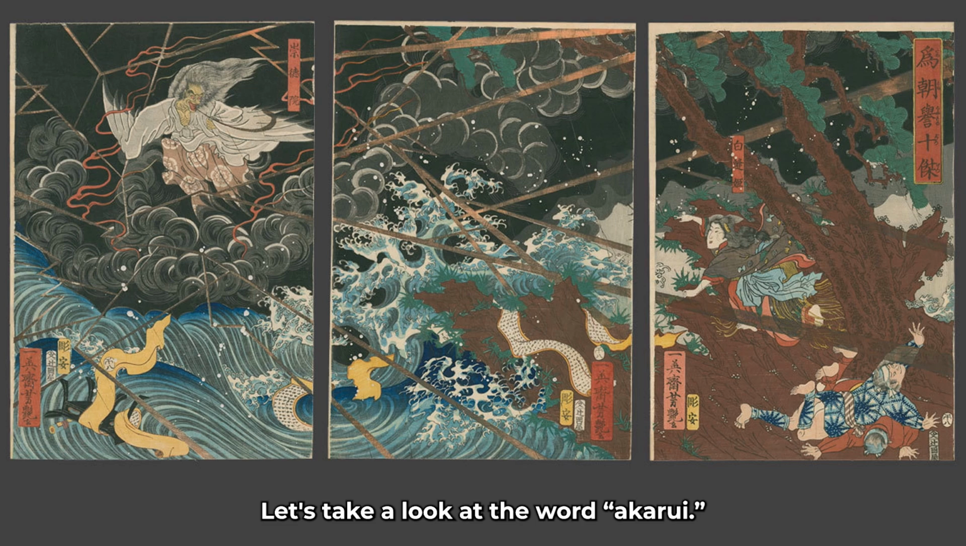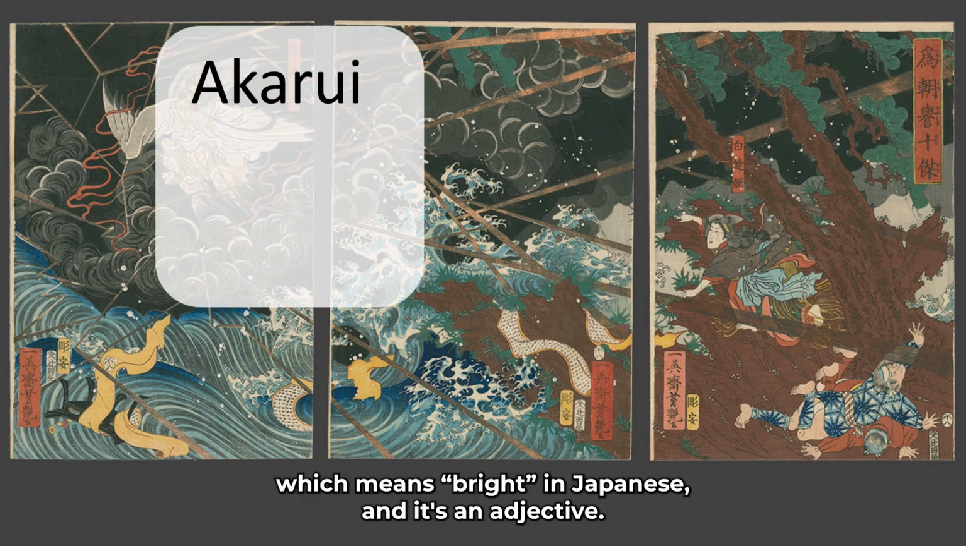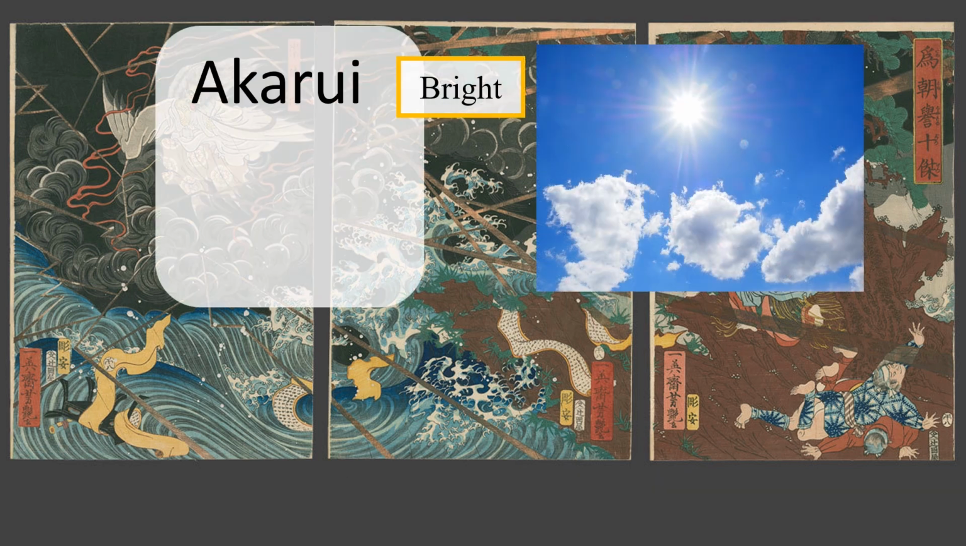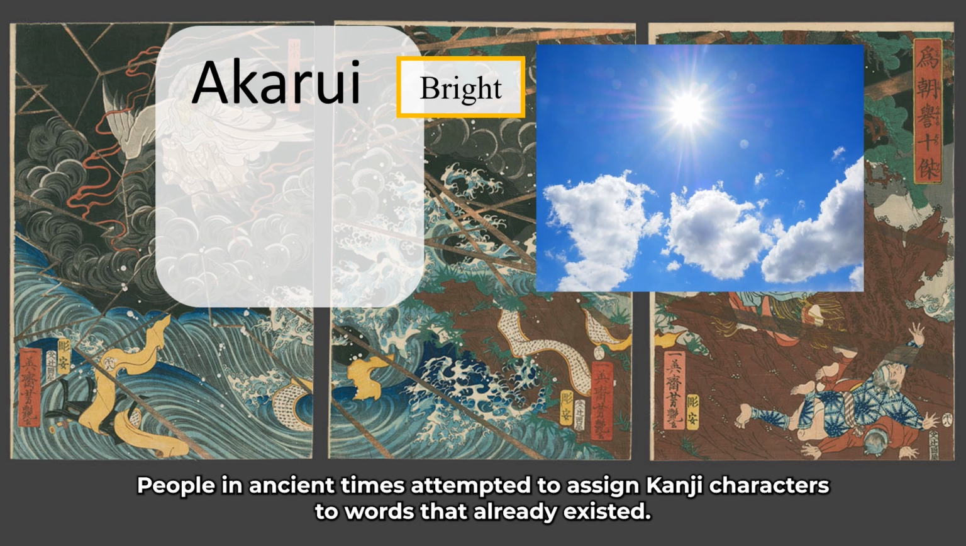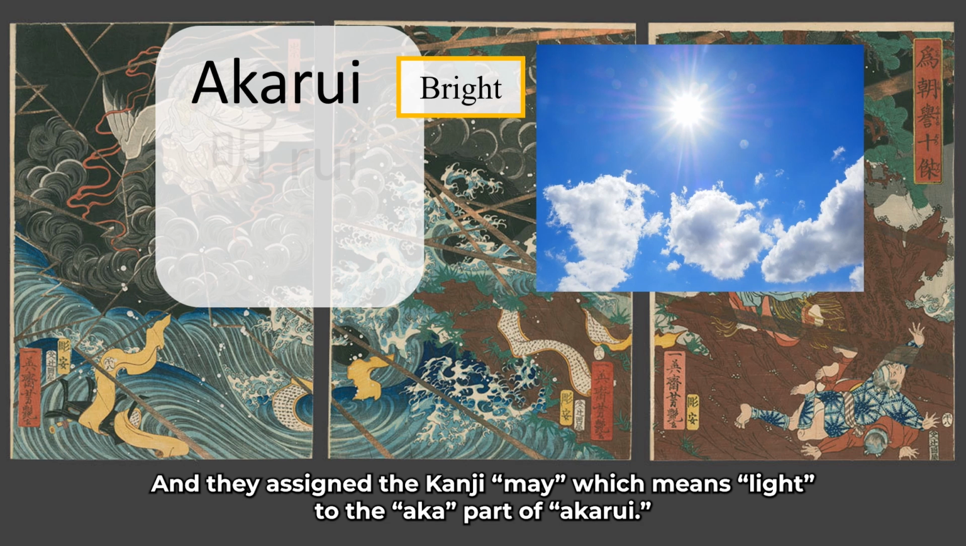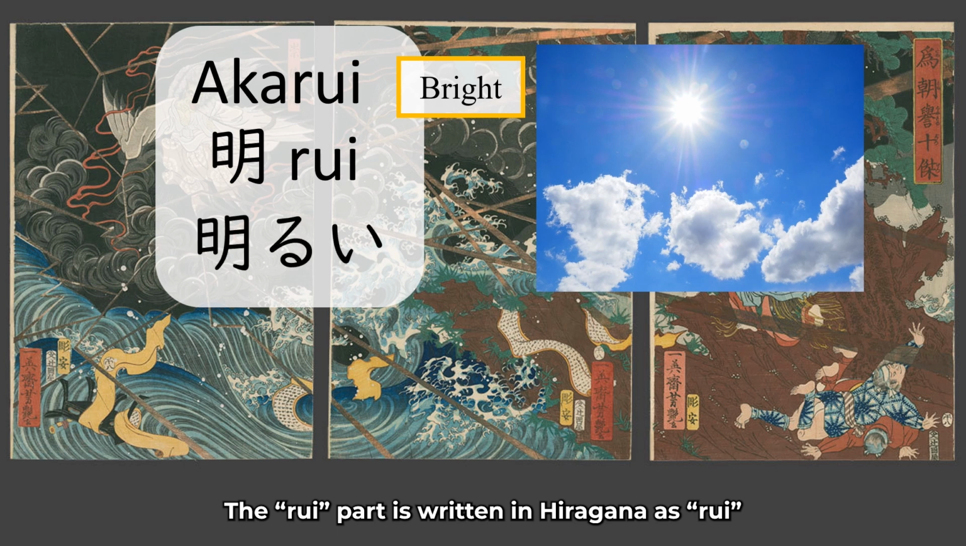Let's take a look at the word akarui, which means bright in Japanese, and it's an adjective. Originally, there was the word akarui in Japan, but there was no character to represent it. People in ancient times attempted to assign kanji characters to words that already existed, and they assigned the kanji mei, which means light, to the aka part of akarui. The rui part is written in hiragana as rui. Why is the ending written in hiragana? I'll explain it later. Actually, hiragana did not exist at that time, but please don't think too much about it.